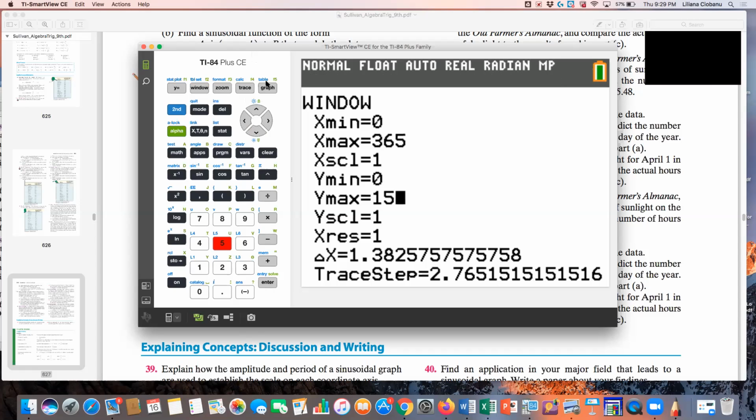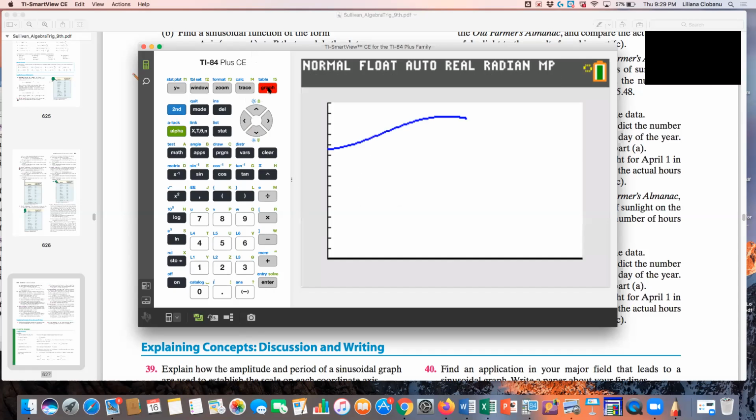And now let's graph and let's see what we have here. Okay, pretty nice graph, right? So you can see that we have here a full cycle, and then here it starts repeating again. Okay, so that's it about this problem. Now we'll move on to number 13 from page 592, which is about graphing a sinusoidal function.